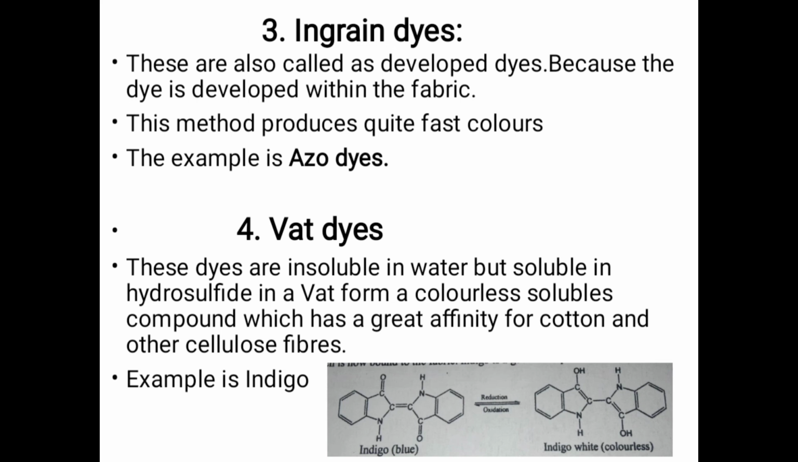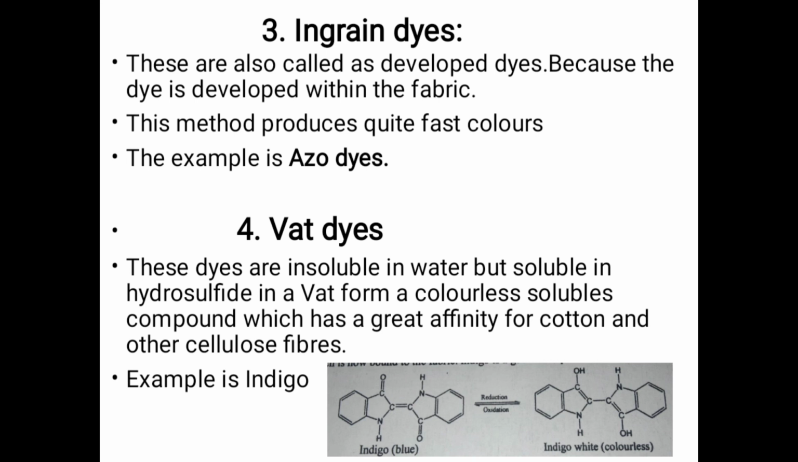Ingrain dyes. These are also called developed dyes because the dye is developed within the fabric. This method produces quite fast colors. Examples are azo dyes. Vat dyes: these dyes are insoluble in water but soluble in hydrosulfite. In a vat it forms a colorless soluble compound which has a great affinity for cotton and other cellulose fibers.